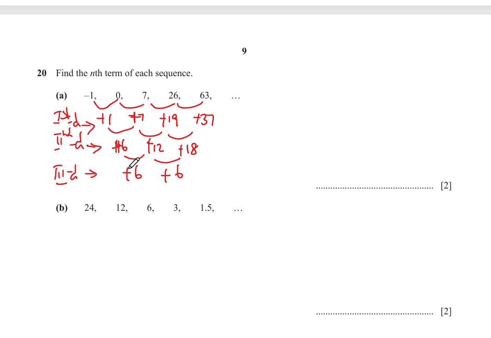So when the first difference is the same, that is a linear equation; you will be getting the nth term as linear. If the second difference is the same, that is a quadratic equation you will be getting as the nth term.